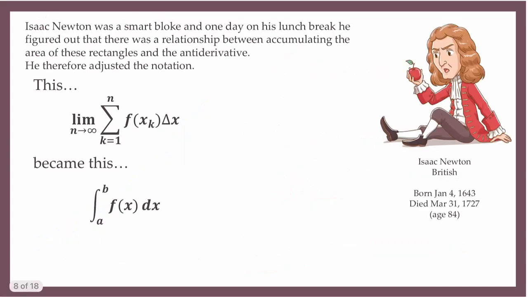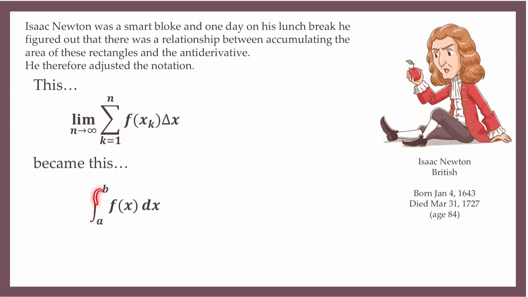Well, there was a very smart bloke named Isaac Newton. You've probably heard of him. He was born in the 17th century. And one day in his lunch break, he figured out that there was a relationship between accumulating the area of these rectangles and the antiderivative. And he therefore adjusted the notation. So this limit as n approaches infinity of this summation became this notation.